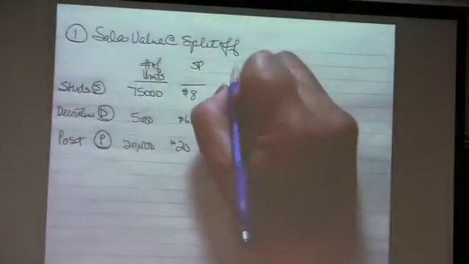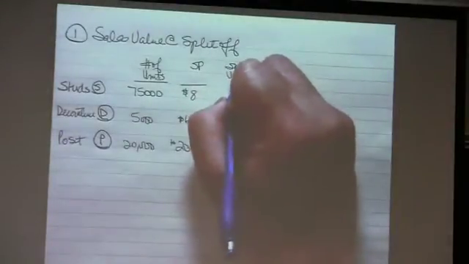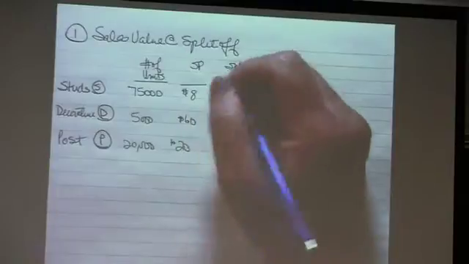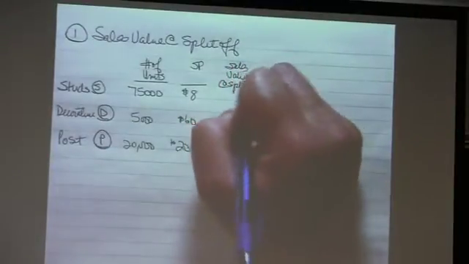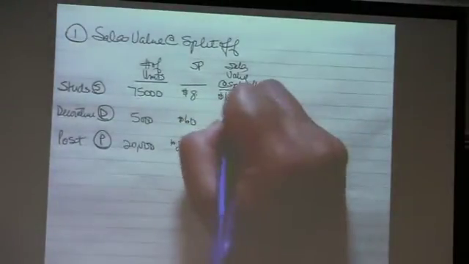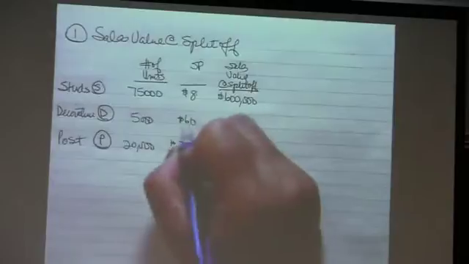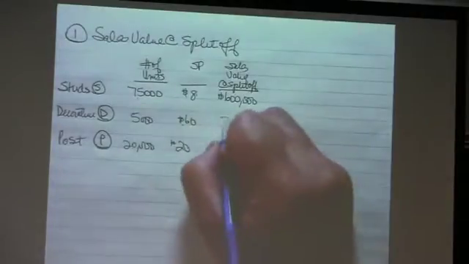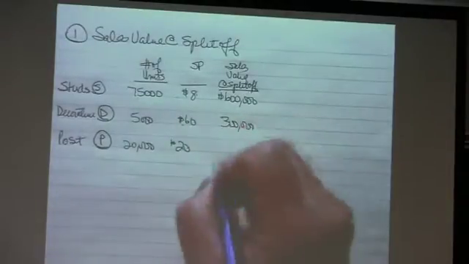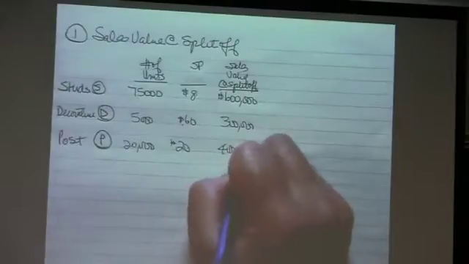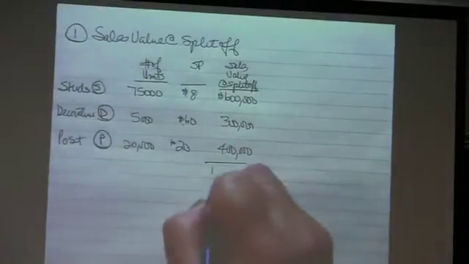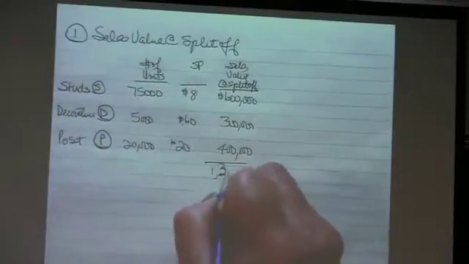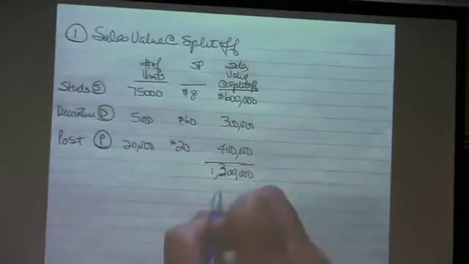So sales value at split off is 8 times 75 is 600,000. And this 60 times 5 is 300,000. And this is 400,000. Total 1,300,000.